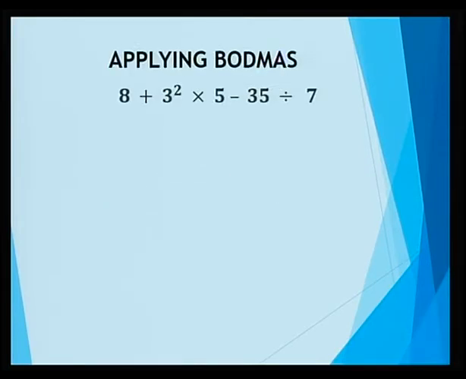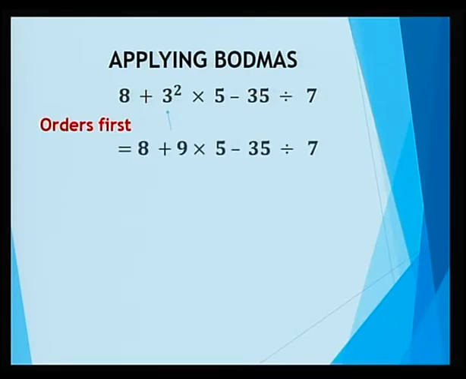Now, remember, always apply BODMAS. What do we have there? We don't have bracket, right? But what do we have? We have orders. Exactly, orders. Now, remember, orders are powers or square roots. So you've got 3 power 2, which is the order. So 3 power 2 is simply 3 times 3, which is 9.